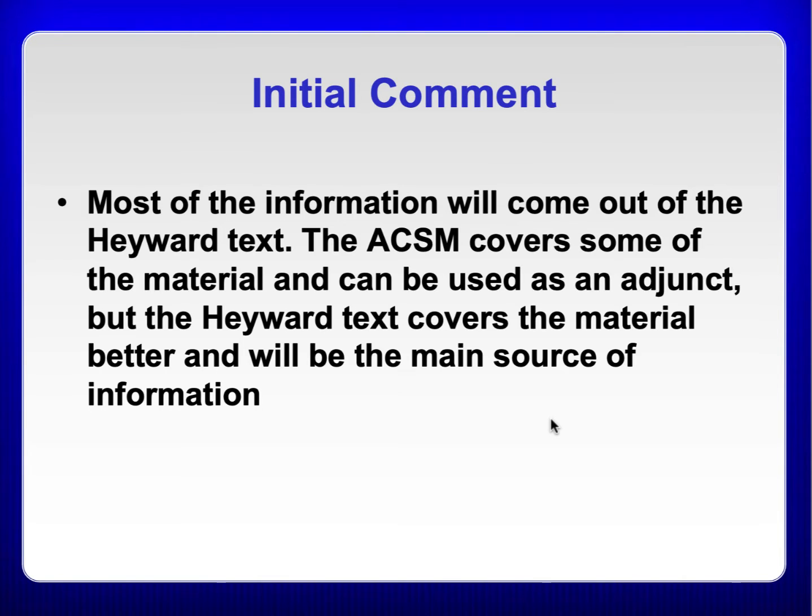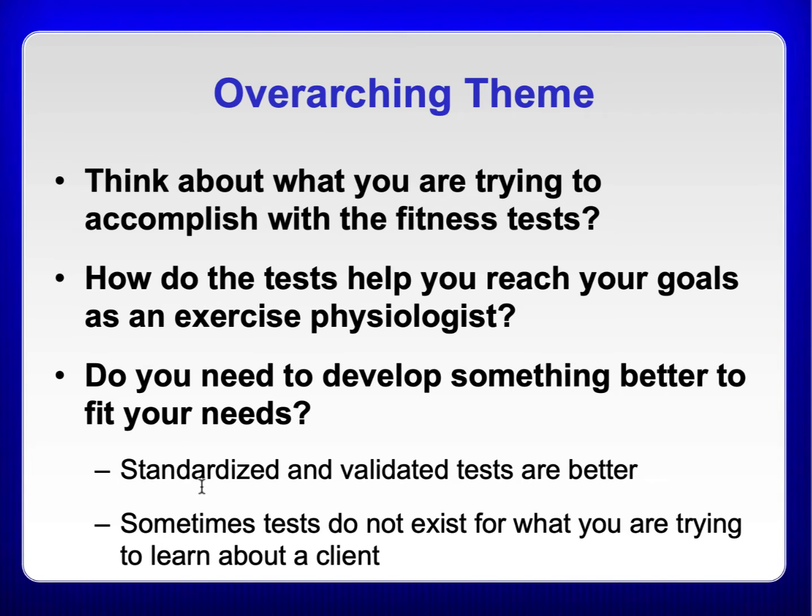So this is just kind of talking about some overarching themes. Most of the information will come out of the Hayward text. The ACSM also covers some of the materials that can be used as an adjunct to this text. I find that for later chapters, the Hayward text does a nice job addressing what's out there. Keep in mind that when you're completing fitness testing, a lot of times you have to individualize what you're doing, make it specific to your population or what you're trying to accomplish, because it may be that there's nothing really out there that exists for it.